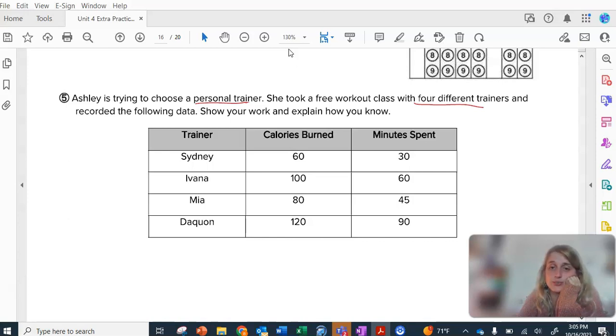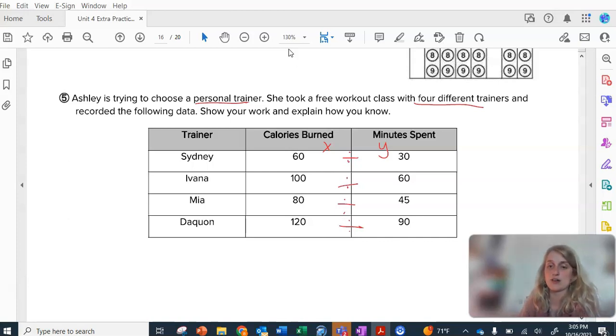It says show your work and explain how you know, but it doesn't actually ask you the question. Again, the question is, who should she hire? Not based on personality, which in real life is something you would actually consider, but who made you burn the most calories while you were working out? So we're going to compare calories burned to minutes spent. Our goal is to burn the most calories in 1 minute, which means you need to find the unit rate of each of these. 60 divided by 30, 100 divided by 60, 80 divided by 45, 120 divided by 9.